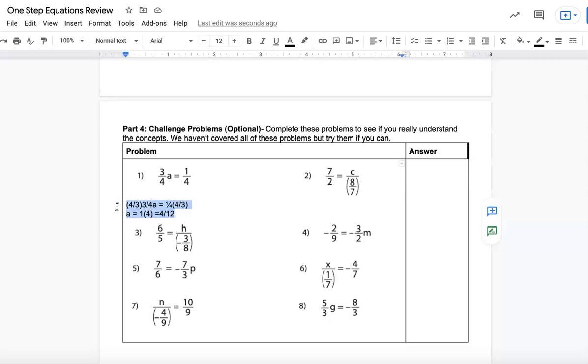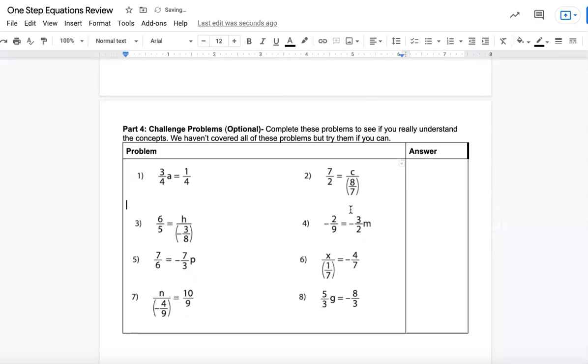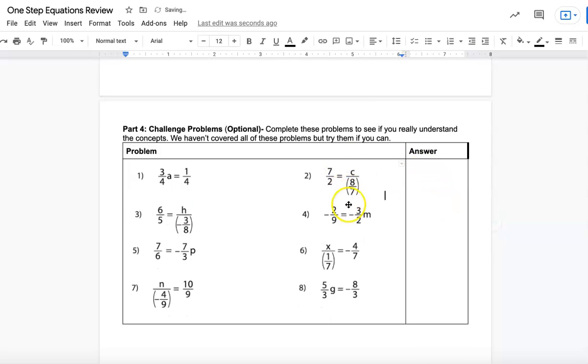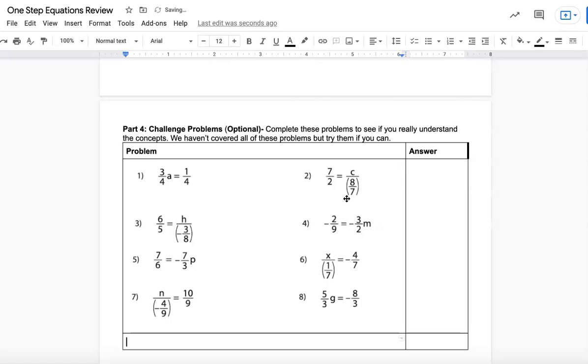You can try C on your own. That one's kind of, actually, sure, I'll do it. So let me look at that one. I wish I had paper, it'd be a lot easier. I'll just do C anyway. So I'm going to do C on this side. So 7/2 equals C divided by 8/7.